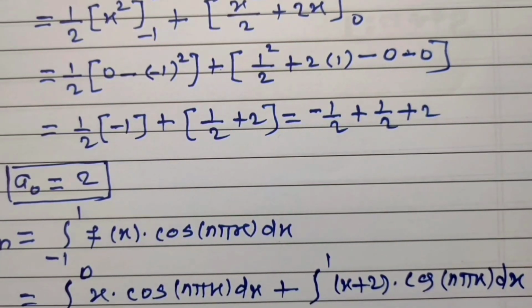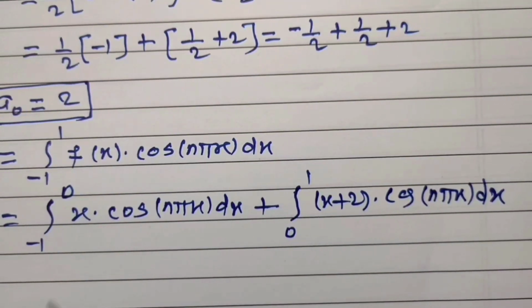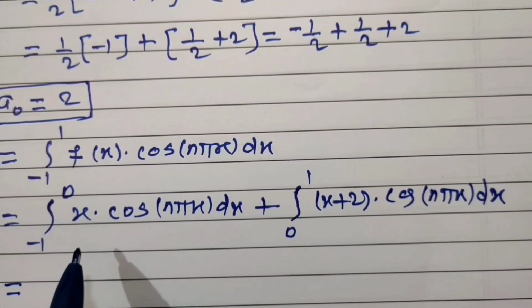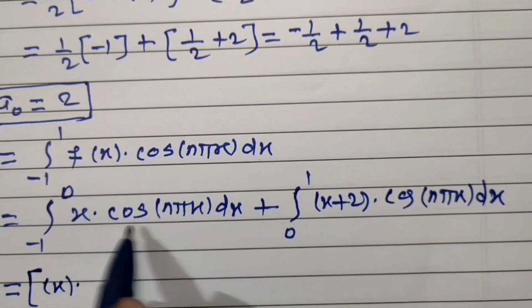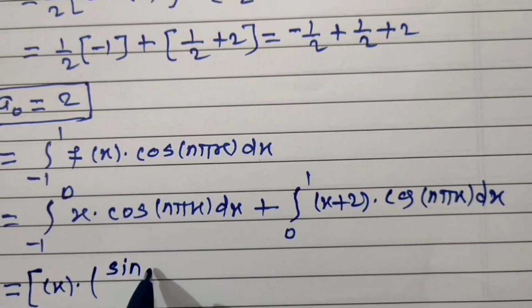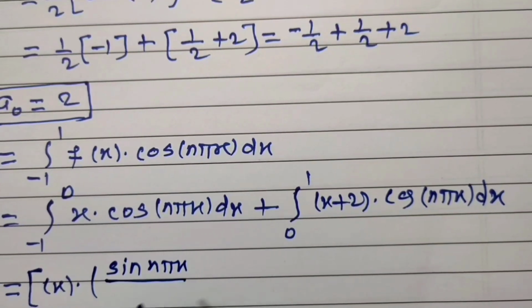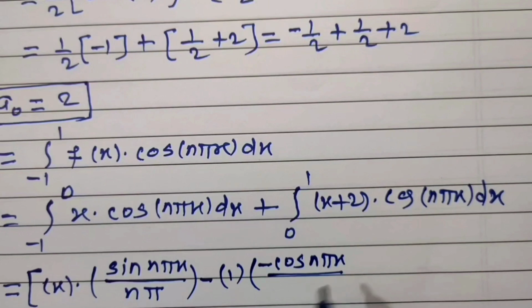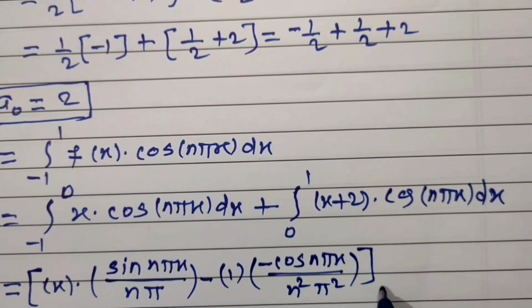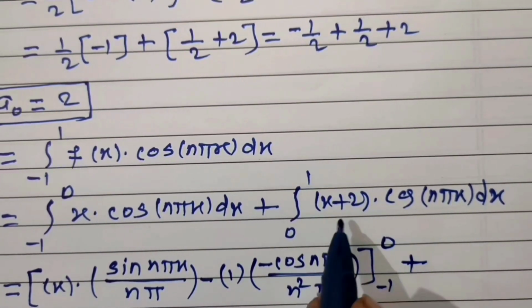Okay, so let us evaluate these two integrals. An is equal to, applying the special formula for integration by parts, first function as it is, integral of this function, that is sine of n pi x divided by n pi, minus derivative of x is 1 and integral of this function, that is minus cos of n pi x divided by derivative of n pi x, that is n pi, and this n pi, n square pi square, and limits from -1 to 0, plus now this integral.